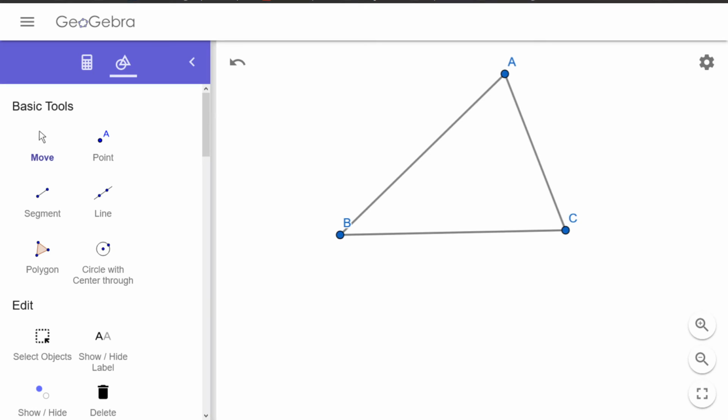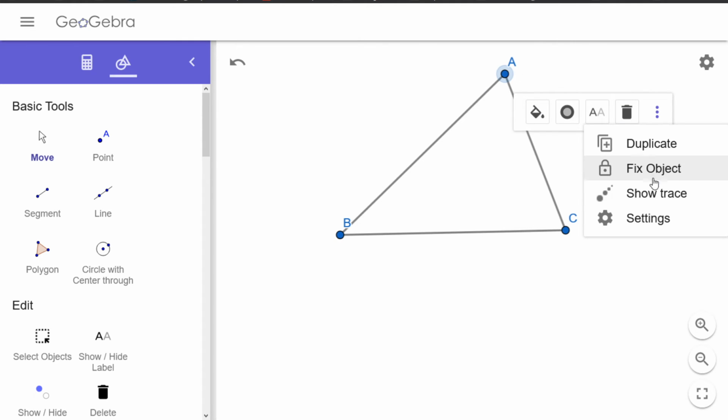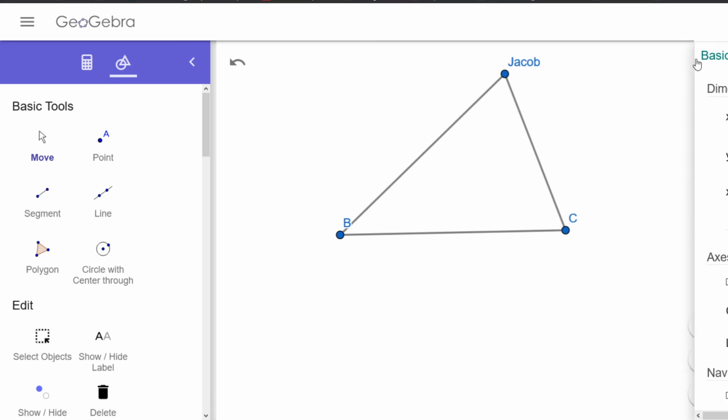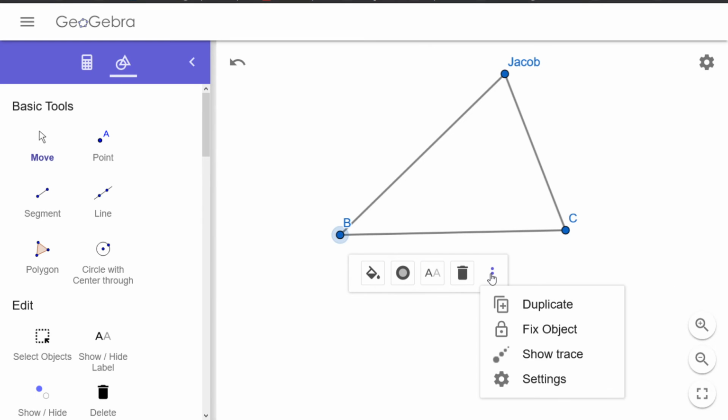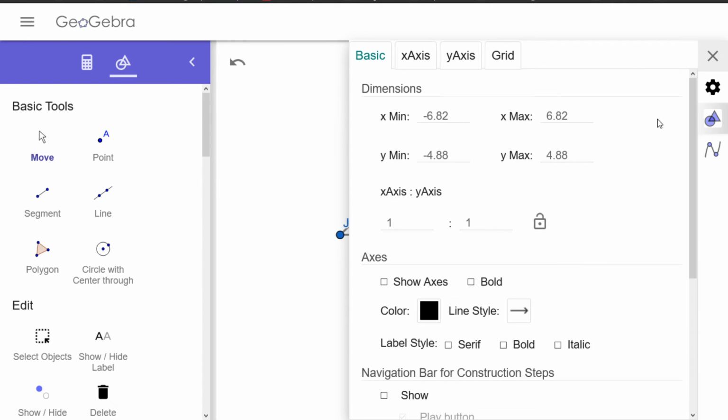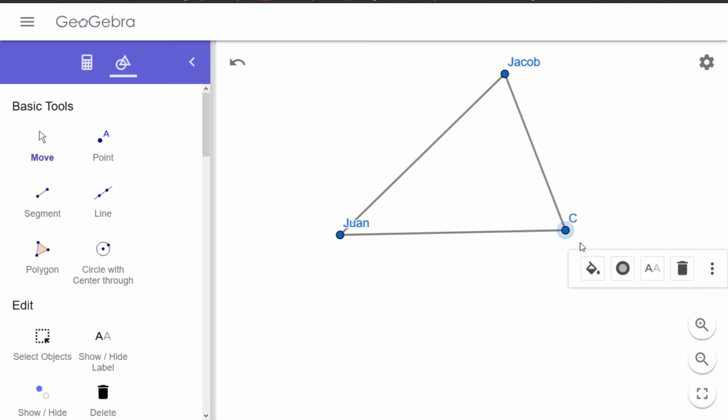Here's GeoGebra. I drew a triangle. Let's name it something. What do you want to name it? What's the name of this triangle? Jacob. Okay. We need 3 names, so we need a first, middle, and last name. What's the middle name? Juan. Wait, all J's. Come on, all J's. What's the last name? Khalil. Khalil? Yes.